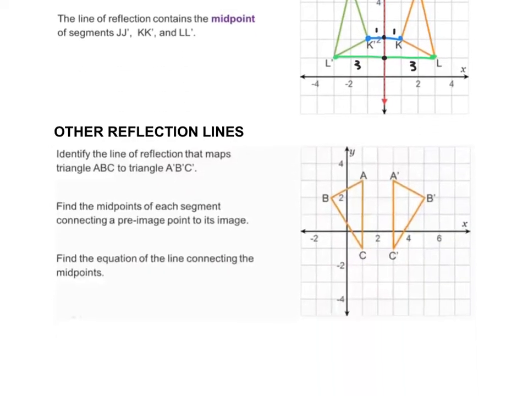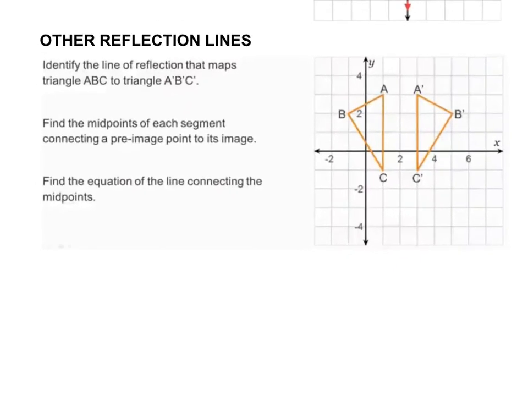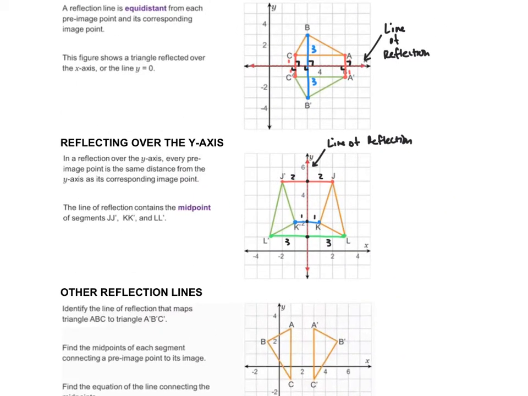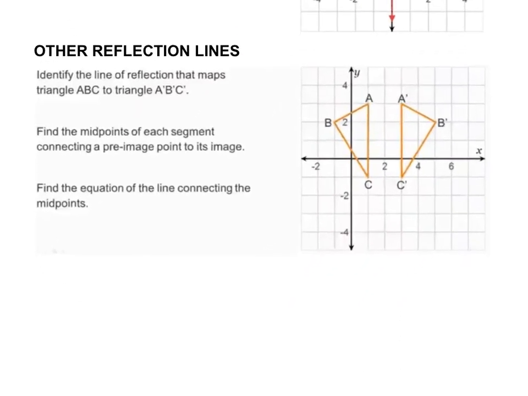Okay, so we don't have to just simply use the x and y axes to show lines of reflection. We can use other reflection lines. So in this, it wants us to identify the line of reflection that maps triangle ABC to triangle A prime, B prime, C prime. Okay, and I can tell that this is a mirrored image because here angle B is pointed to the left, and here B prime is pointed to the right.